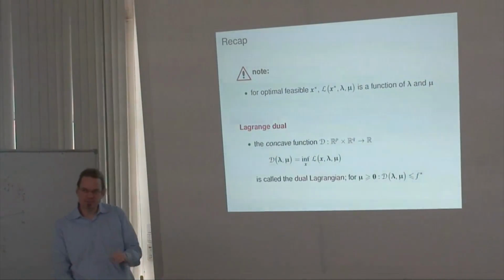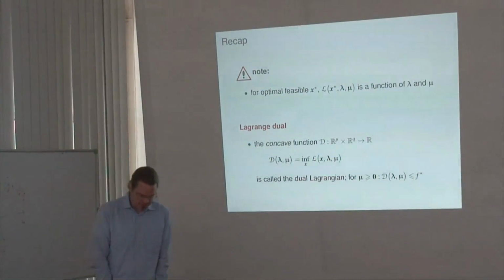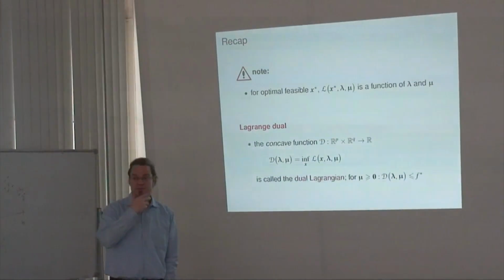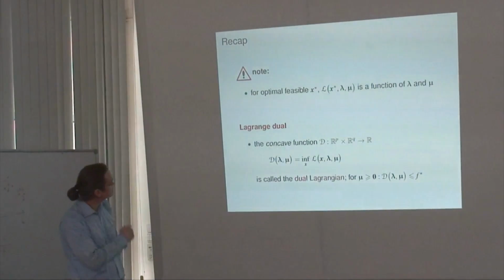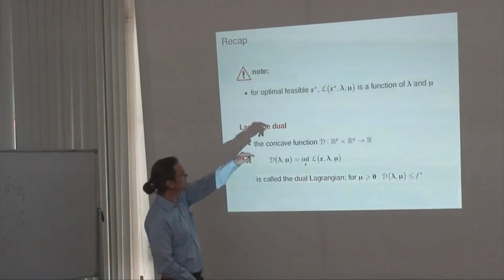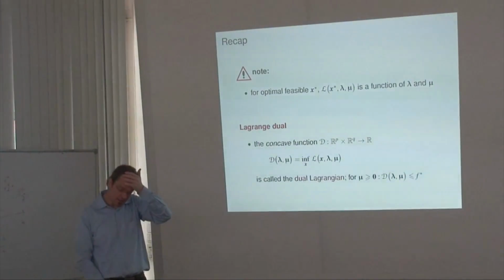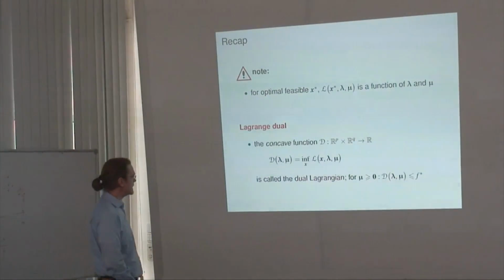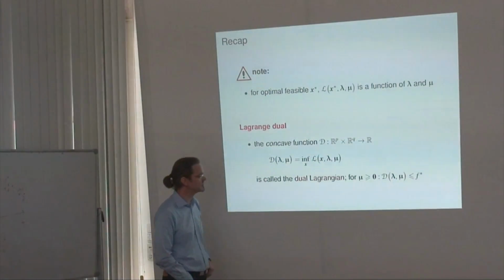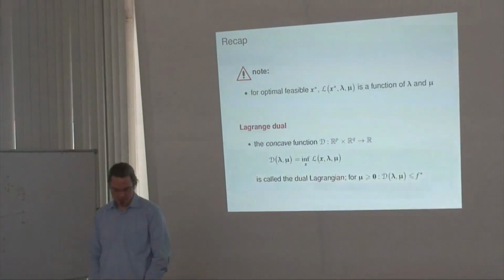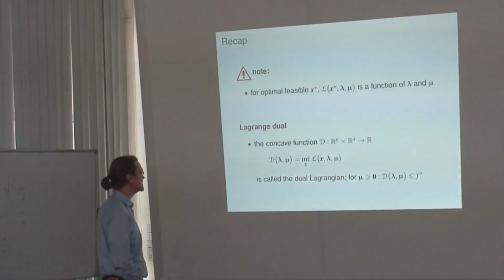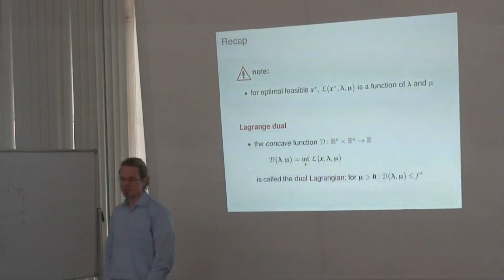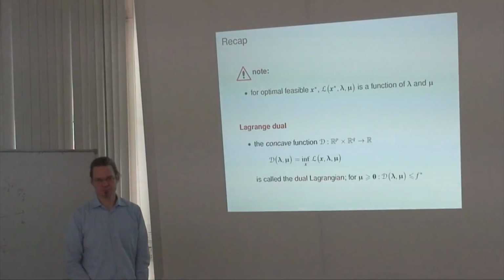And then we did something crazy. I said if that X star is indeed an optimal feasible point, then this function, the Lagrangian, at X star, lambda and mu, actually becomes a function of lambda and mu only. And that led to the definition of the so-called dual Lagrangian. Now that would be a function d of lambda and mu, which we understand to be the infimum over all the x of the Lagrangian of x, lambda and mu.